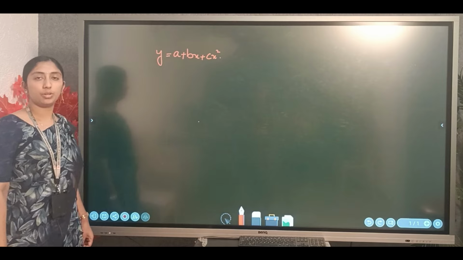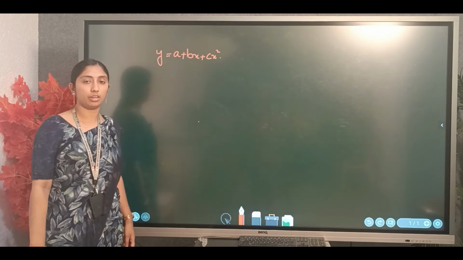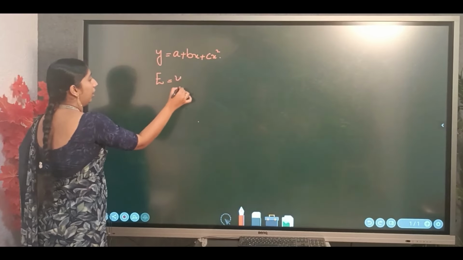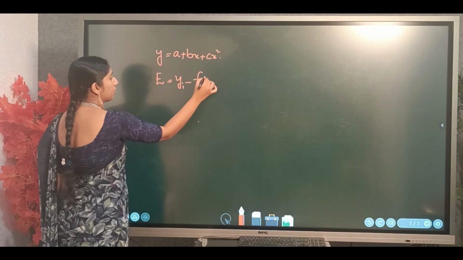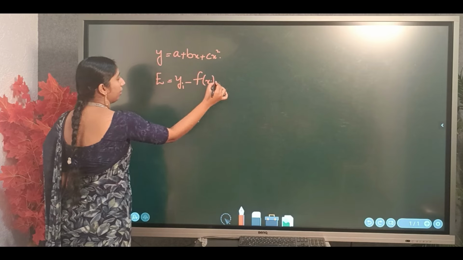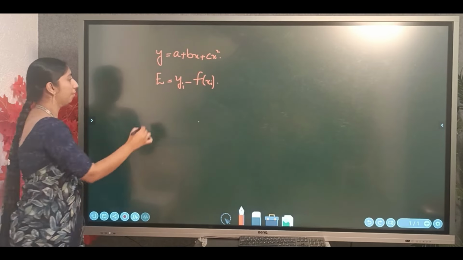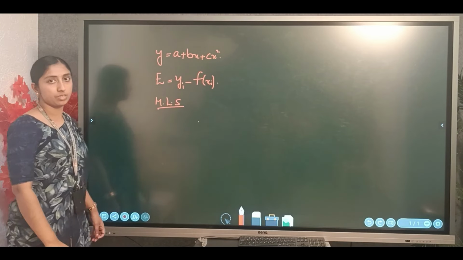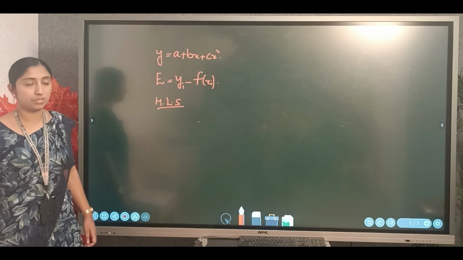And before going to that, you have to know the definition of an error. So error of approximation is nothing but the difference between the exact value minus the approximation value. And secondly, you have to know about the principle of method of least squares. So what is the principle of method of least squares? It means minimizing the sum of squared errors.